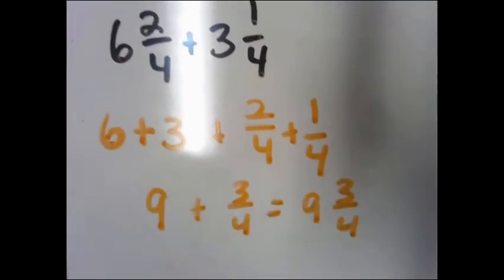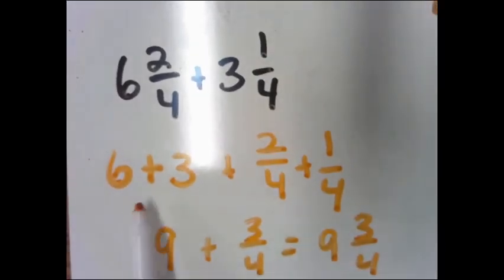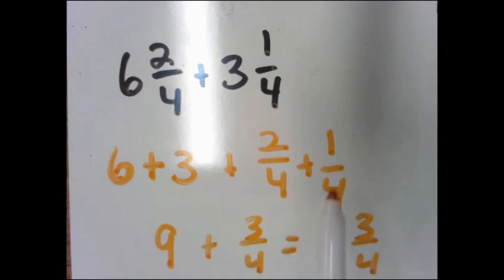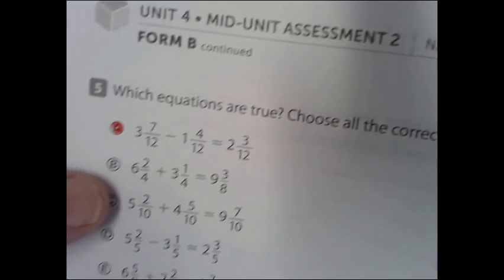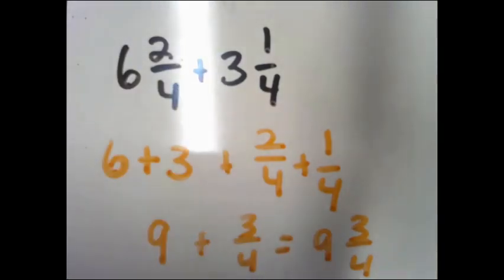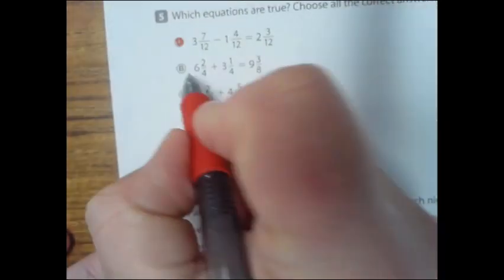Oops, sorry. Let's do that. So yeah, again, 6 plus 3 is 9. 2/4 plus 1/4 is 3/4. So then it's 9 3/4. And if we look, the answer they're saying is 9 3/8. So that is not true. So we can cross out option B, because it's not true.